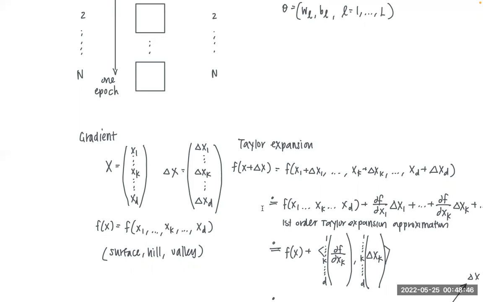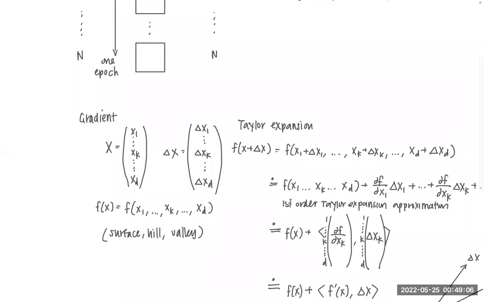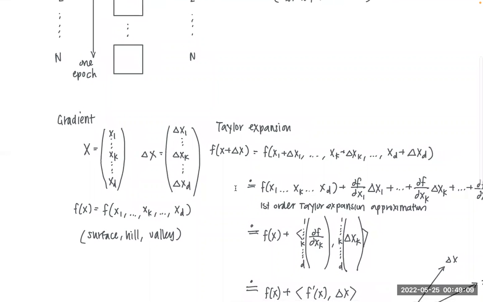Okay, so now we look at the Taylor expansion. If we perturb this x by delta x, then we have f of x plus delta x, right? We want to know how that changes. In the one-dimensional situation, we know there's a one-dimensional Taylor expansion, and the derivative is just a slope, right? So that's very easy to get. But we want to generalize this one-dimensional Taylor expansion to the multivariate d-dimensional Taylor expansion. So we can again write this f as x1 plus delta x1 and xk plus delta xk, and so on.